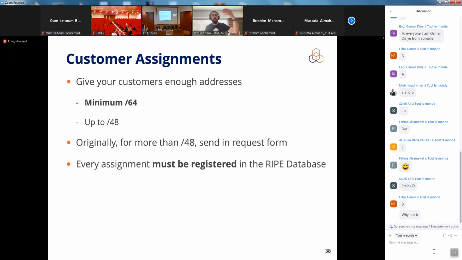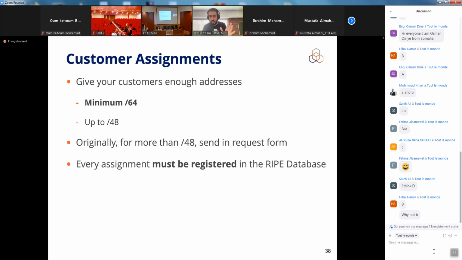Now, again, what do you give to your customers? I did mention this before, but I am going to revisit. The minimum that you can get them is a /64. You can't give them anything smaller than this. So that equals one network. And you can give them all the way up to a /48.